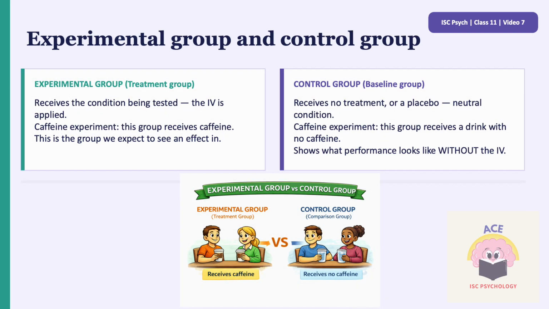Now, an experiment typically involves at least two groups of participants who receive different levels of the independent variable. The experimental group, also called the treatment group, receives the condition that is being tested. In the coffee experiment, this is the group that receives caffeine. The control group receives no treatment or a neutral condition, often called a placebo. In the coffee experiment, this is the group that receives a drink with no caffeine, but who believe they might have received caffeine. The control group is the baseline. It shows what performance looks like without the independent variable being applied.